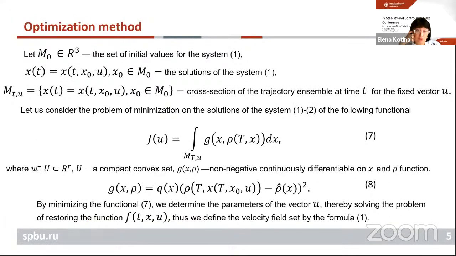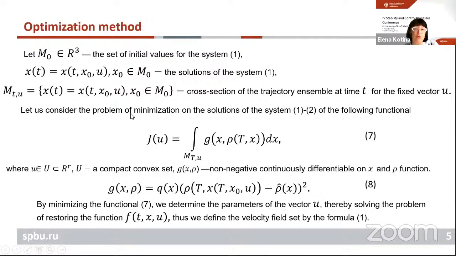Let M0 be the set of initial values for the system 1, and X the solutions of the system 1. The set of these solutions is called the ensemble of trajectories coming from the set M0 for a given parameter vector u. We denote by MTU the cross-section of the trajectory ensemble at time t for fixed u.